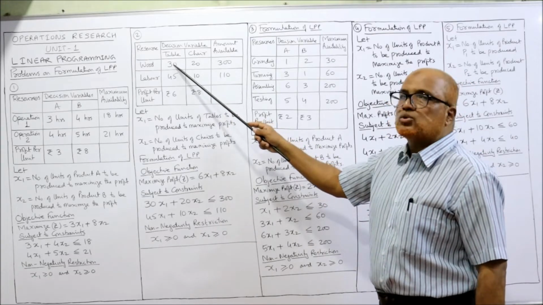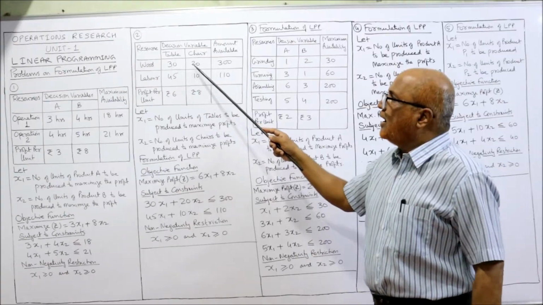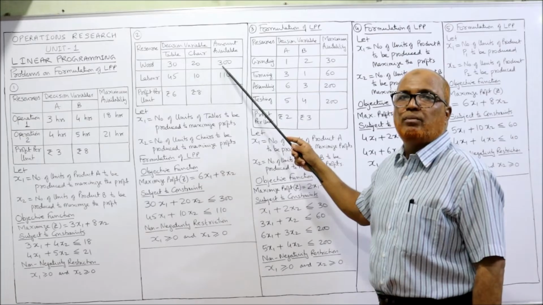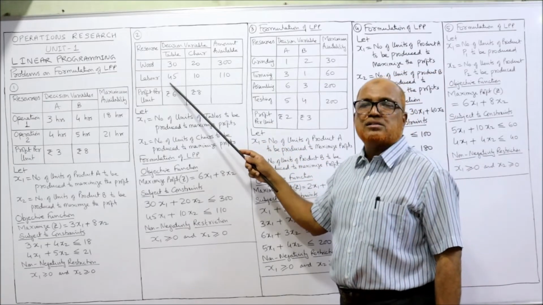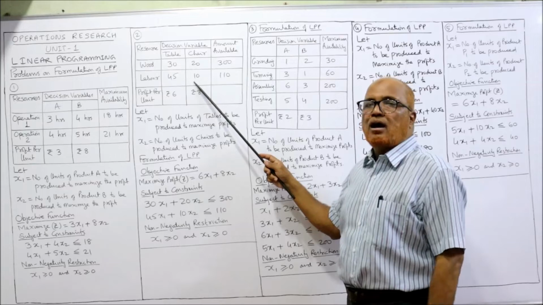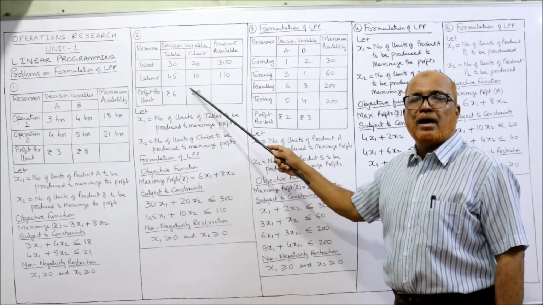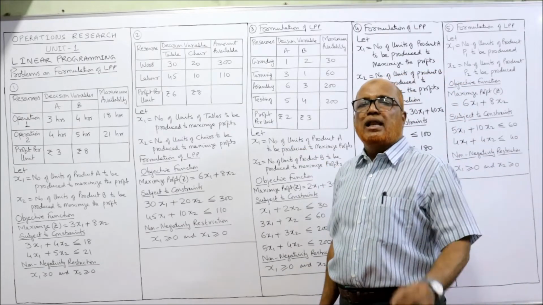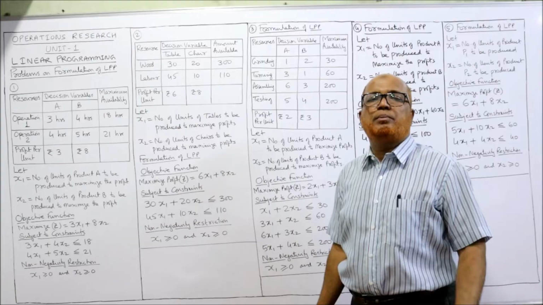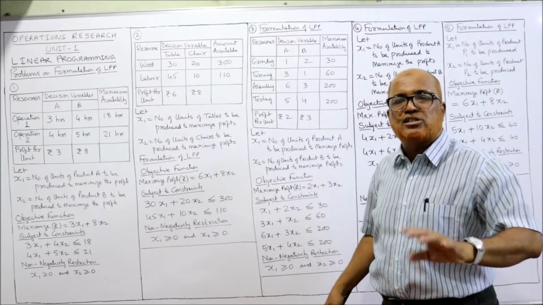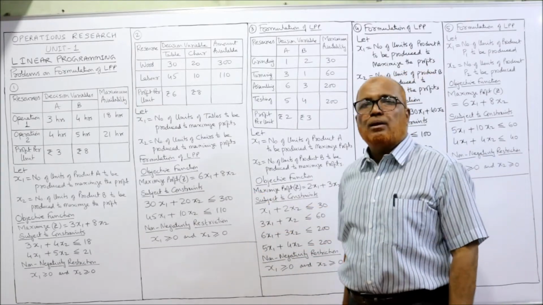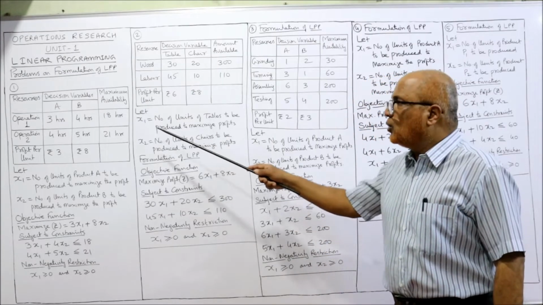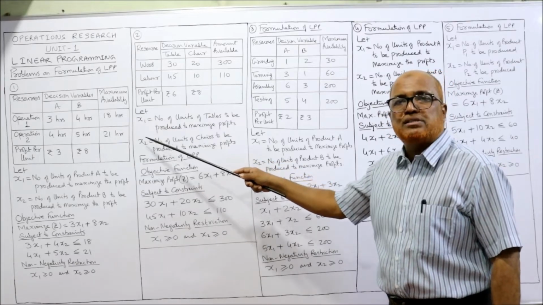Right? 30 square feet is required to make one table and 20 square feet of wood is required to make one chair, and maximum wood available is 300. 45 hours are required to make one table and 10 hours required to make one chair, and maximum time available is 110. That's it. First of all, let x1 be the number of tables to be produced to get maximum profit, and x2 the number of chairs to be produced to get maximum profit. The unknown variables are x1 and x2, the number of tables and number of chairs.